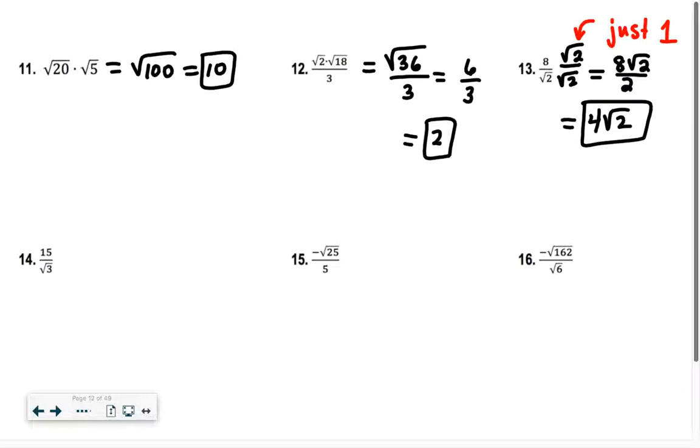So the next one, what do I multiply now? Square root of 3 over square root of 3. So I get 15 square root of 3 all over 3, which is 5 root 3. Done.